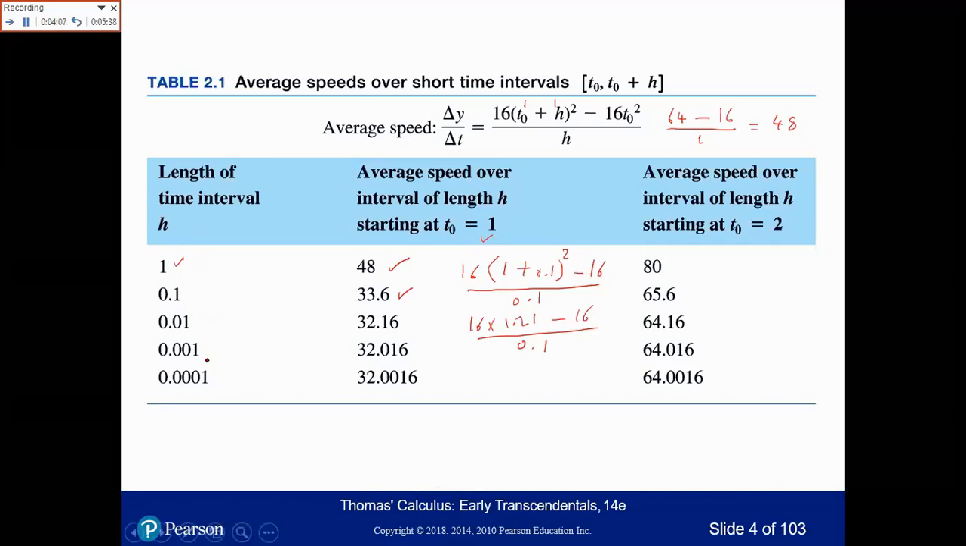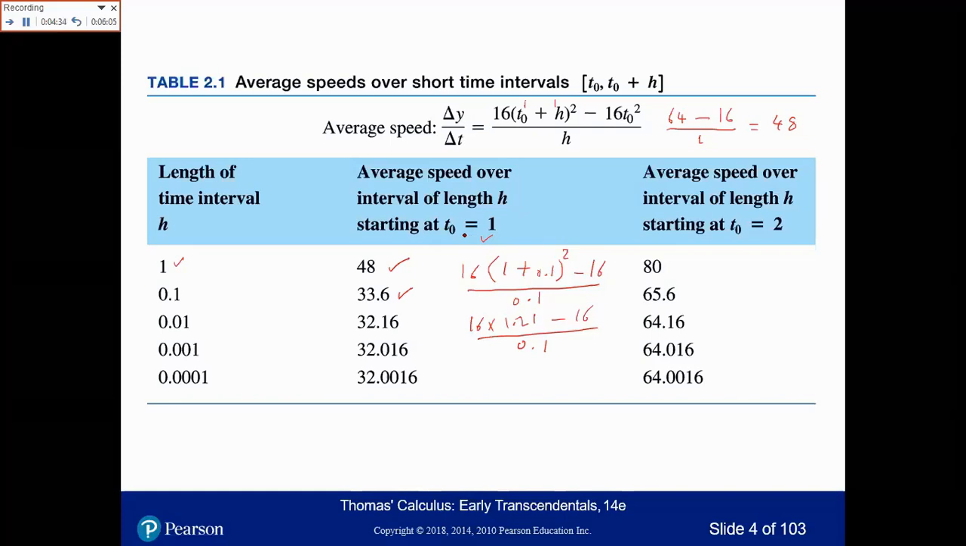Everybody see that we're getting h smaller and smaller? Yes. As h gets smaller and smaller, what happens to the average speed? The average speed is getting smaller, right? Until when we put h like 0.0001, the average speed is like 33.0016, correct? This is for t0 equal to 1.